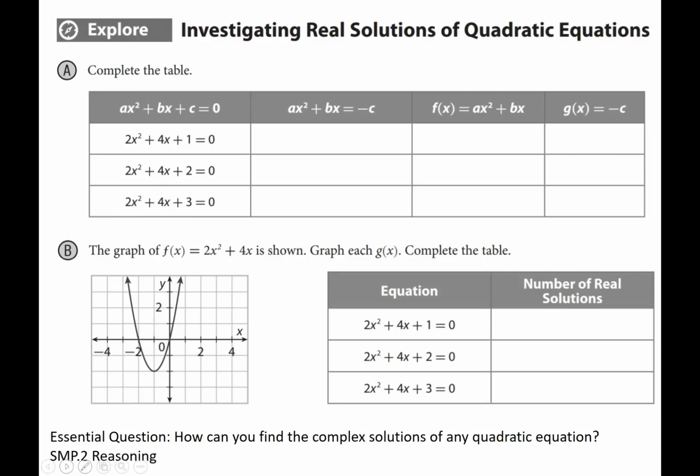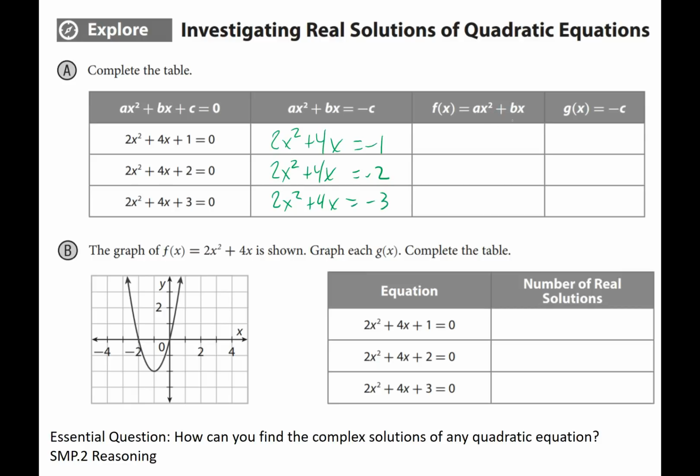All right, so we're going to start with our Explorer, and we're going to investigate real solutions of quadratic equations. So we're basically investigating the math or the formulas they're going to talk about later, okay? What they want us to do in this first column is, this is the standard form ax squared plus bx plus c equals 0, and they basically want us to subtract c from both sides. So I'm going to put the c on the right side with all of these. This first one's going to be 2x squared plus 4x equals -1. This one's going to be 2x squared plus 4x equals -2. And this one's going to be 2x squared plus 4x equals -3.